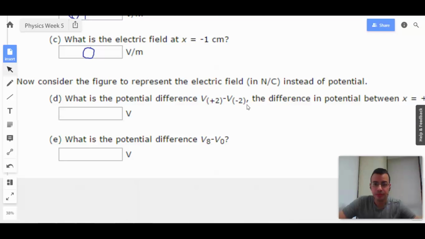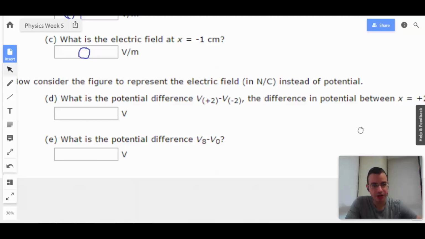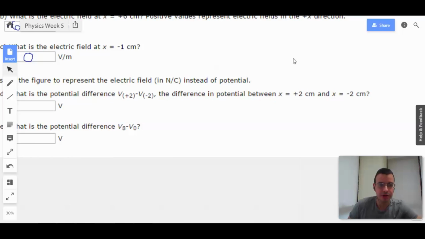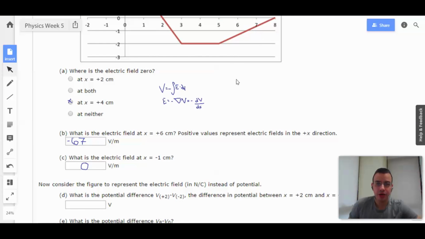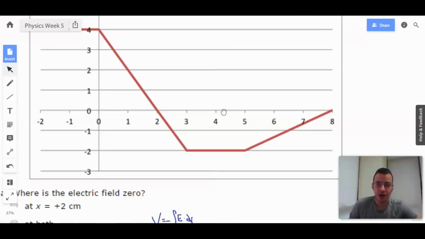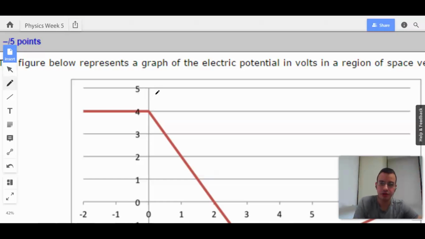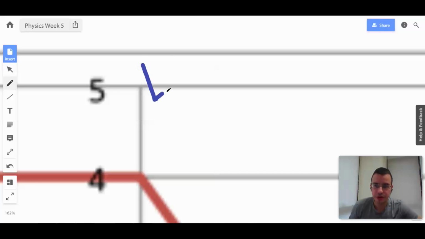Now consider the figure to represent the electric field in newtons per coulomb instead of potential. What is the potential difference between +2 and -2? What is the difference in potential between +2 centimeters and -2 centimeters? Okay, so now go back to this graph. I erased it so we can start clean, because now this represents electric field, big E, newtons per coulomb.